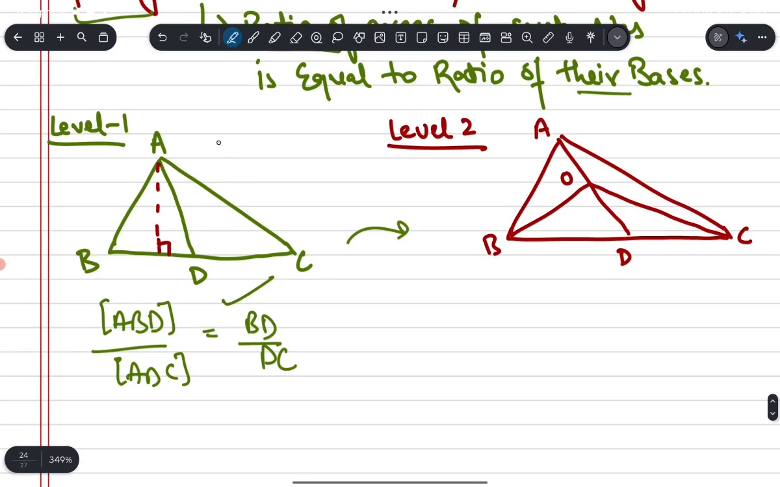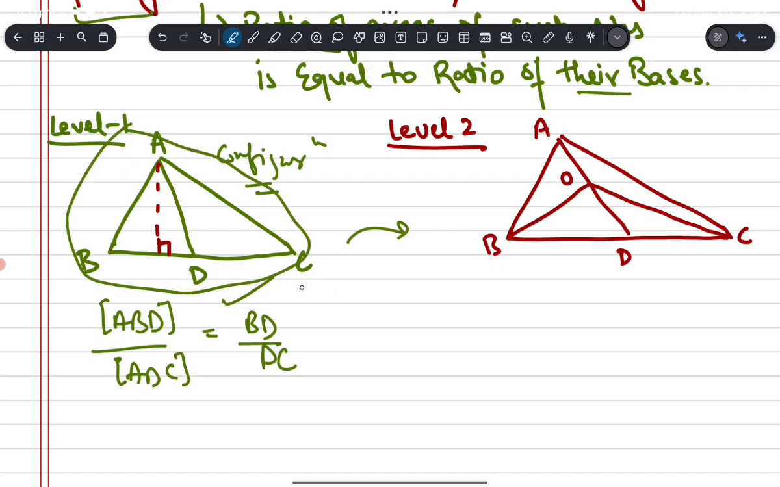Now I'll need you to remember this configuration. This one, level 1. Because this will be used, this will be hidden, this will be embedded in problems, and you have to spot it, and then you have to use this thing. Perfect. Sweet.